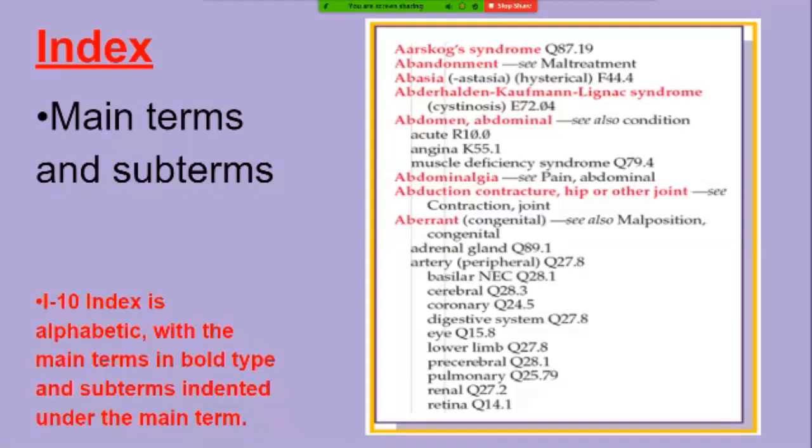If you look to the right, that's figure 2.2 in your book, and it's an example of main terms and subterms. So you see in the red, those are our main terms. Then you see the indented in the black lowercase, those are our subterms. The ICD-10 index is alphabetic with main terms in bold type and subterms indented under the main term.